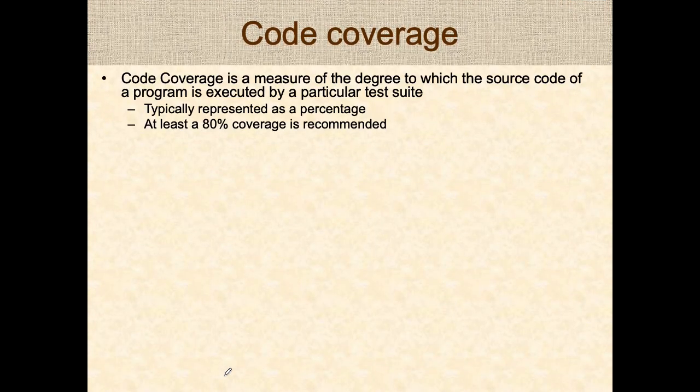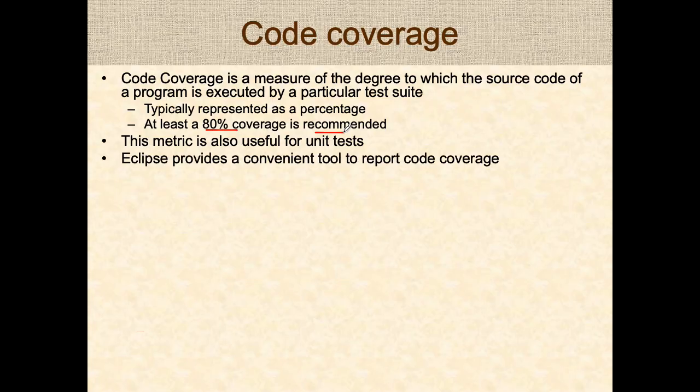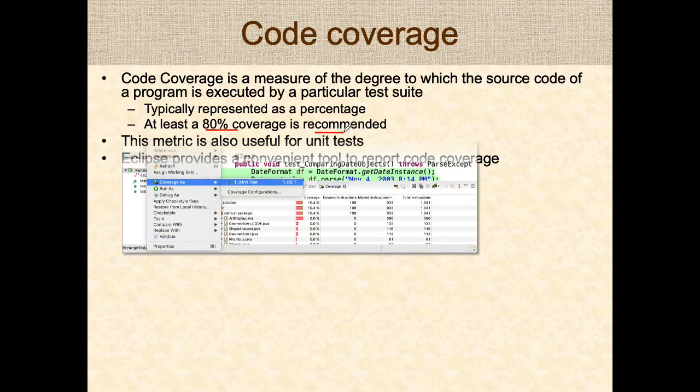Code coverage is a measure of the degree to which some part of the source code is executed by a particular set of tests. Typically it's represented as a percentage, and in practice, at least 80% coverage is recommended. So for small classes, we should be able to pull off 100%. But for larger, more complex classes, 80% coverage is highly recommended. This metric is also useful for unit tests, and the Eclipse IDE provides a very convenient tool to report code coverage.